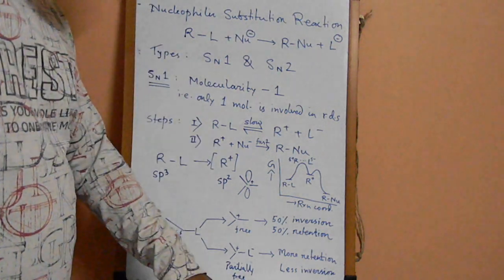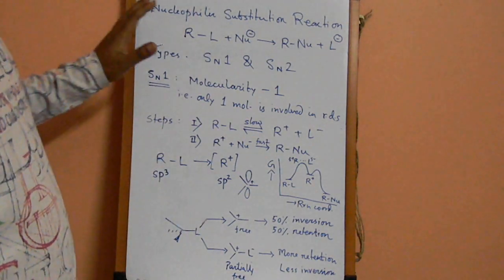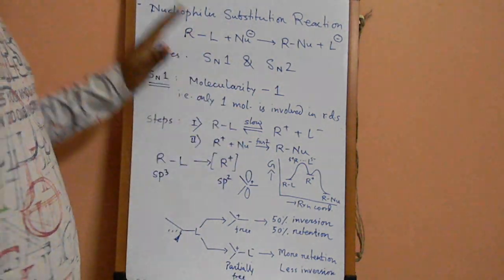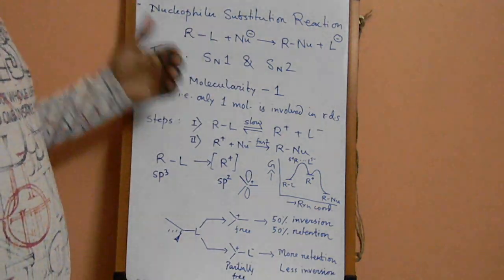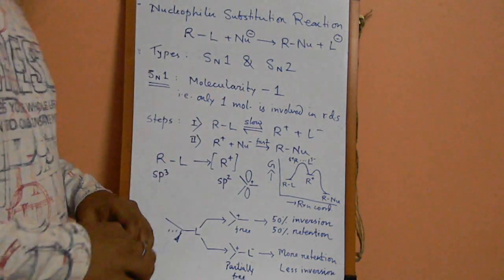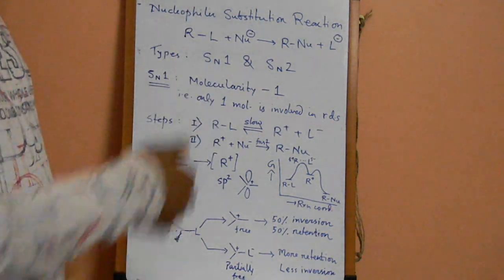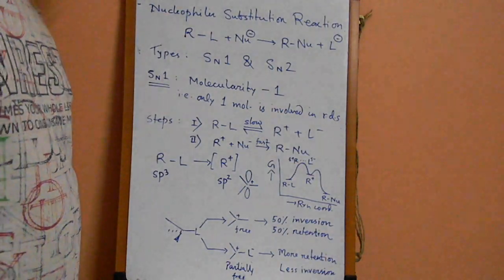As far as we have studied, we know what is nucleophile and electrophile. So nucleophile is basically a negatively charged species, or it contains an electron pair which can act as a reagent to react with some electrophiles.